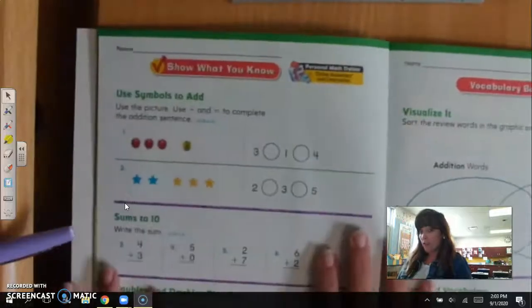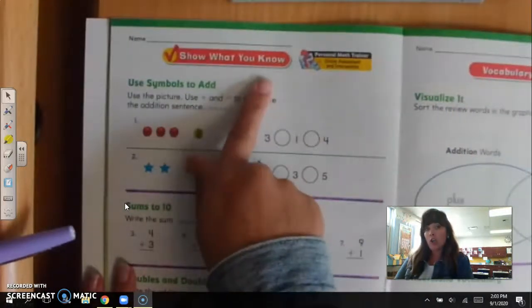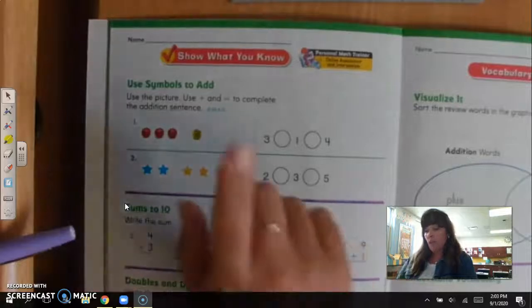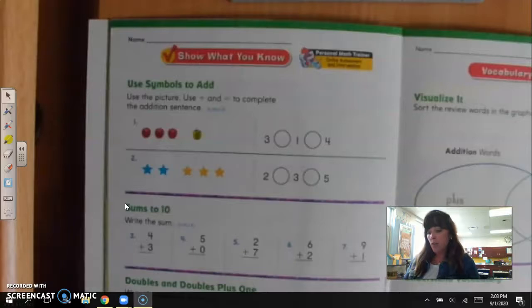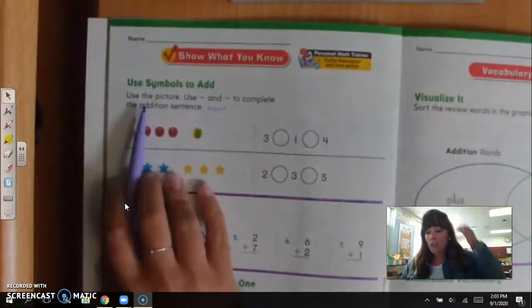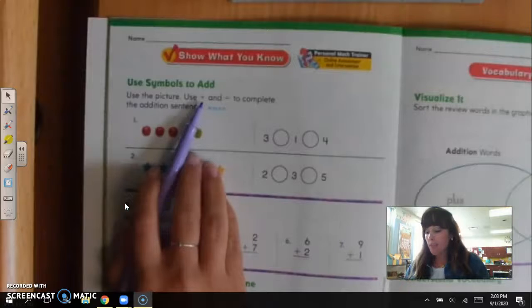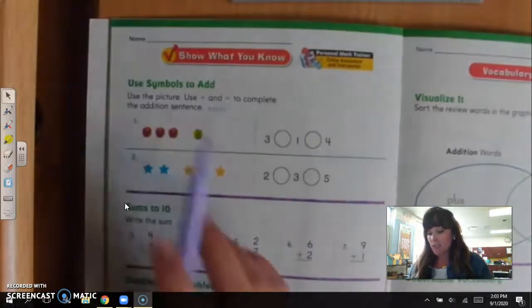So what I want you to do is flip till you see the first page that has a red box that says show what you know. And once you have that, I want you to make sure you have your pencil and follow along with me. So we're going to start. It says use symbols to add. Use the picture, use plus and equal sign to complete the addition sentence.